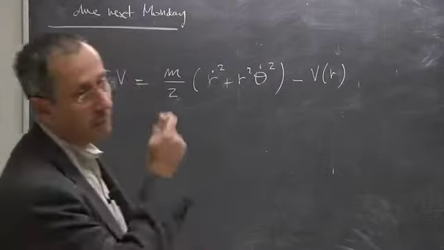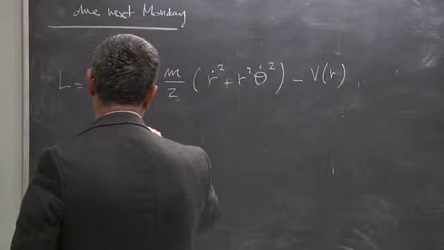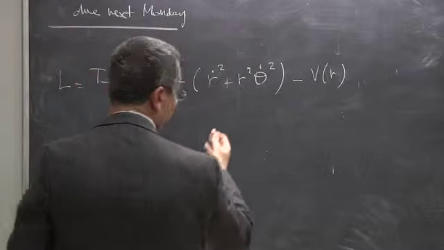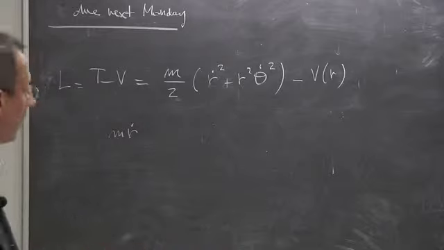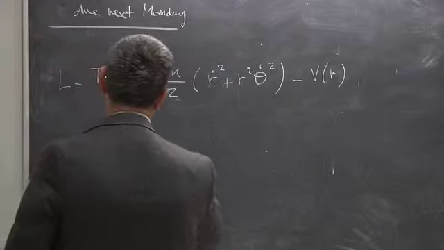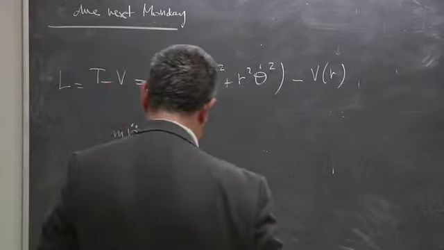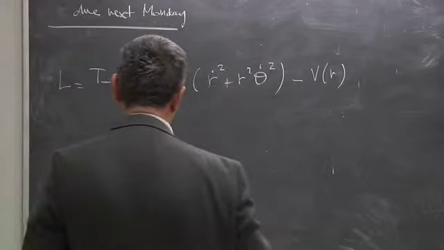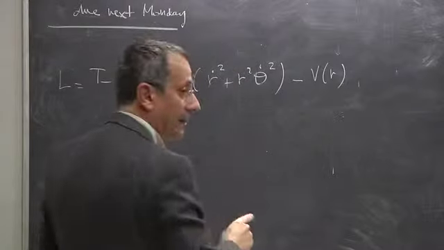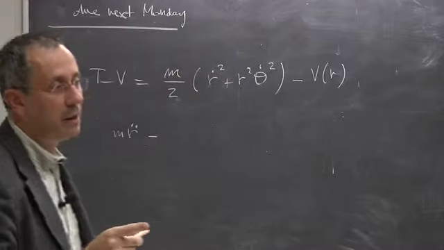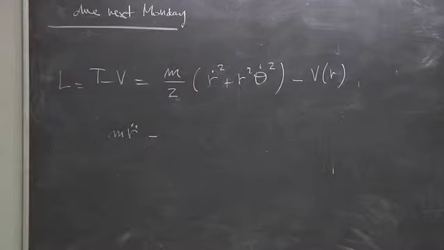Partial derivative with respect to the velocity, so it's this one. So I get my m r-dot, and of course, I immediately dot it again because of the derivative with respect to time. So this is the acceleration. Then I have the minus the partial derivative of the Lagrangian with respect to r, the coordinate.